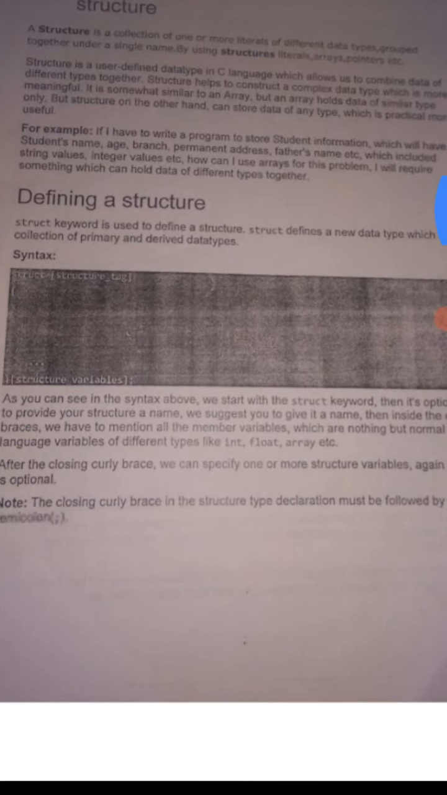Defining structure. The struct keyword is used to define a structure. Struct defines a new data type which is a collection of primary and derived data types. See, the syntax of structure: struct, structure tag, open the curly bracket, close the curly bracket, then structure variables.